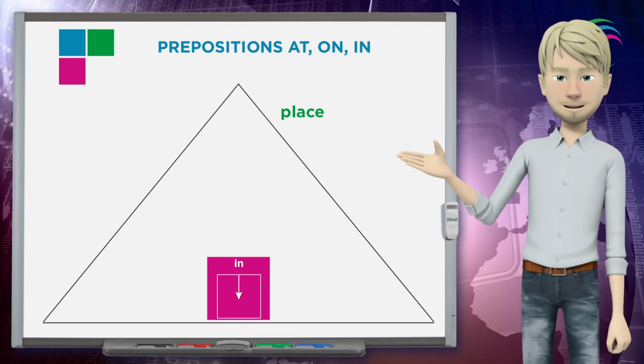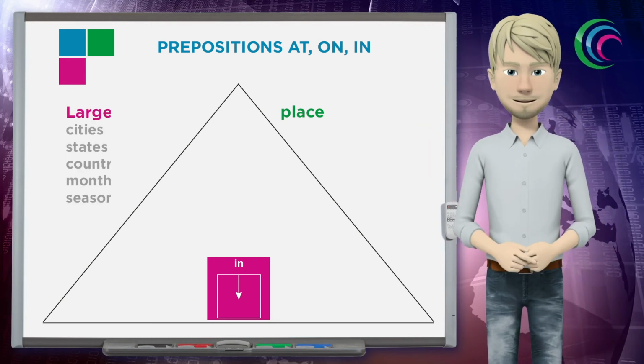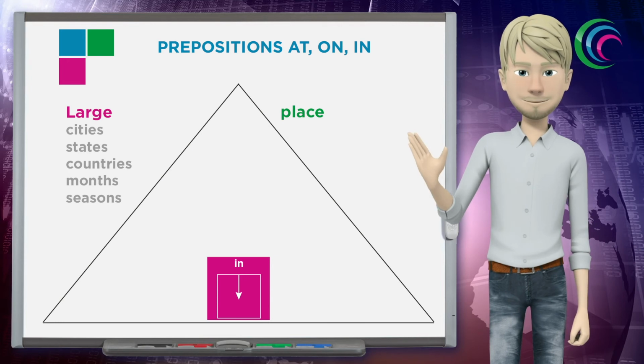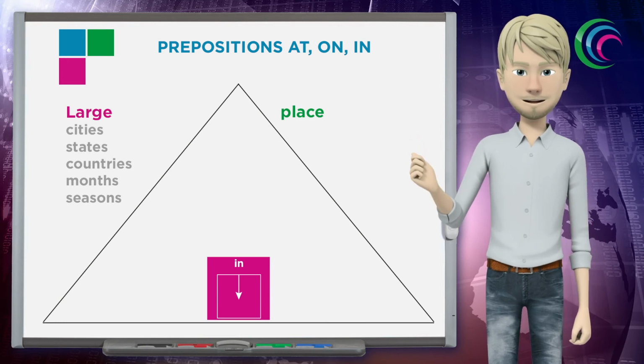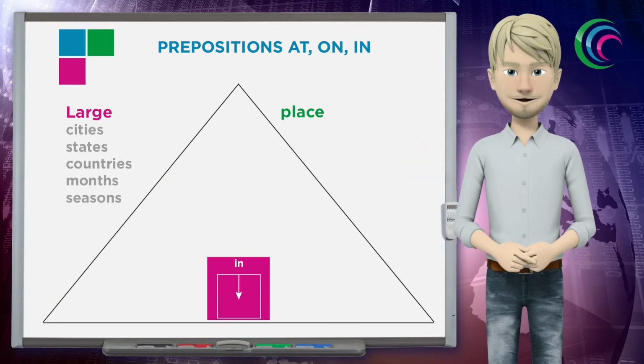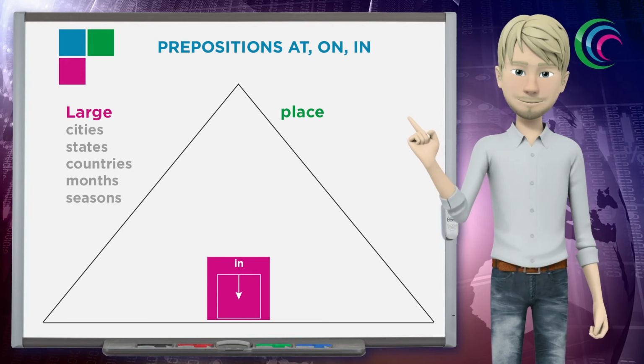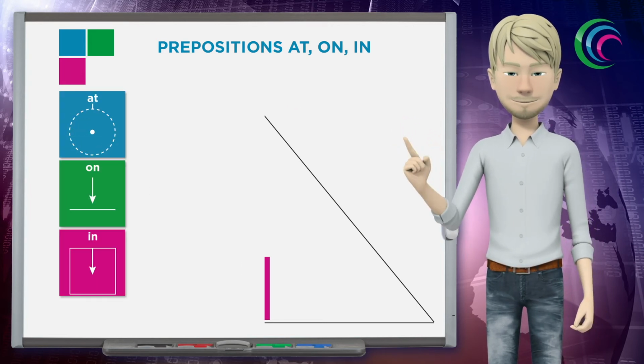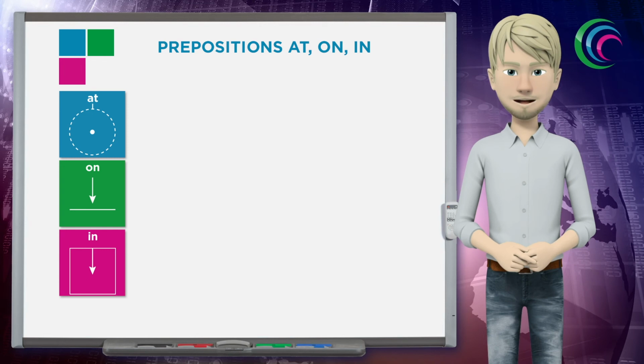We use this preposition to indicate very large places, like cities, states, and countries. Let's take a look at some examples for place.